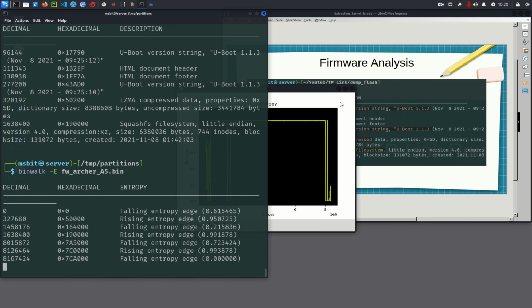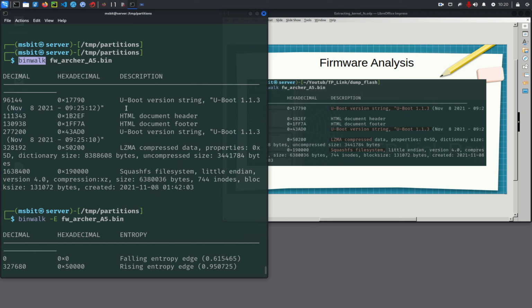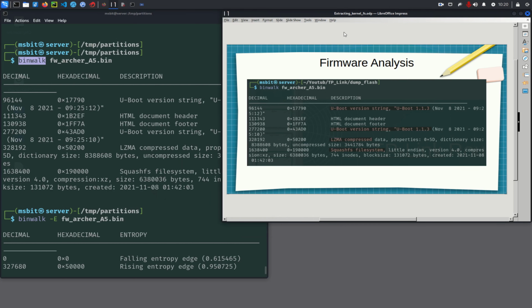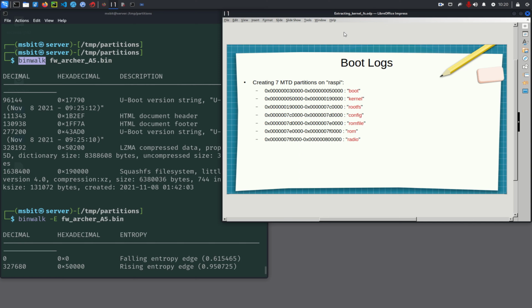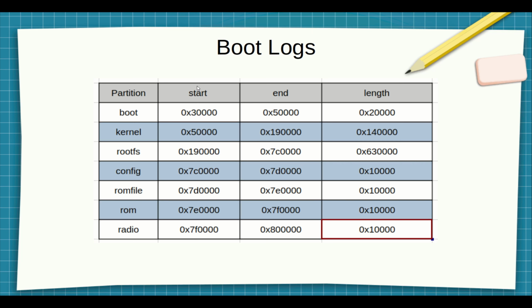Now, let's maybe stop this one. Even though binwalk identified several headers, in our first video, when we connected to the UART and read the boot logs, the boot log showed more detailed information about the structure of the firmware. As you can see here, we have 7 different partitions. Doing a simple calculation, we can get the start and end addresses and the lengths of each partition.